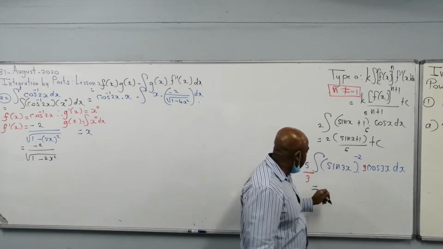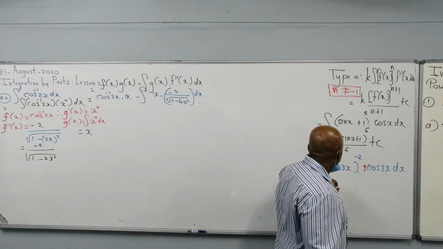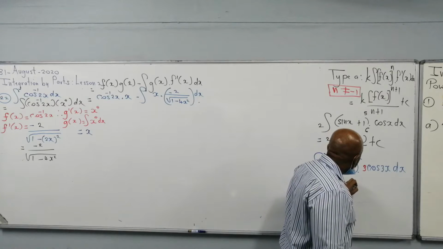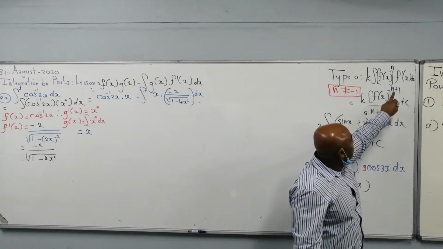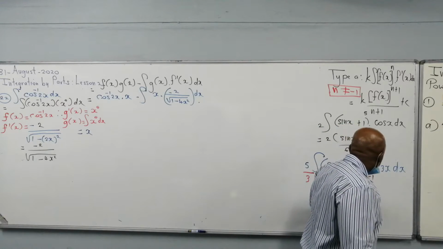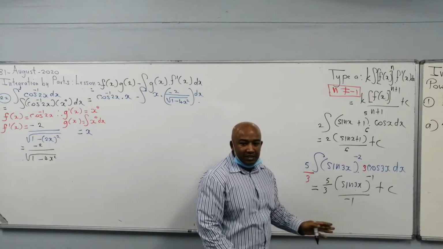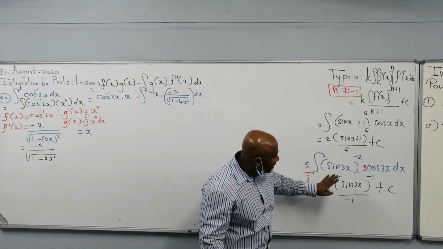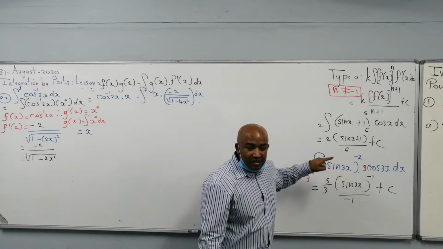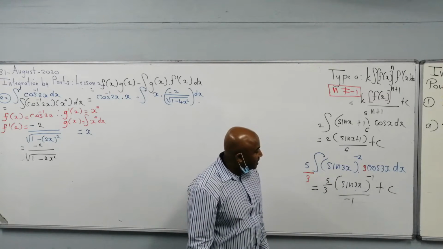That means I'll write down my answer now, so that will be k, so there's my k here, f of x, which is sine 3x, to the power n plus 1, minus 2 plus 1 is minus 1, over minus 1, plus c. You're done. Obviously you can simplify, but simplification is up to you. The main thing is you recognize that this was type A and you could integrate it. Alright, that is by inspection.